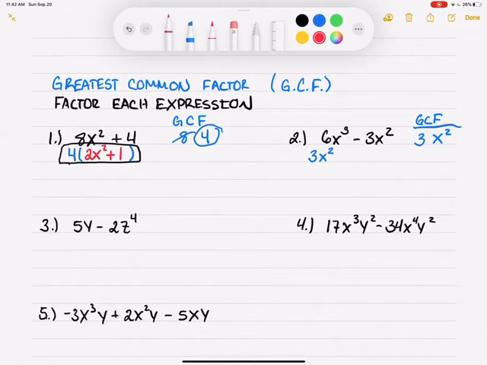So I'm going to take 3x squared from both of these pieces, meaning I'm dividing. So 6x cubed divided by 3x squared. Remember, when you're dividing like bases, you subtract the exponents. So this becomes 6 divided by 3 is 2. X cubed divided by x squared is just x. And then 3x squared divided by itself is going to be 1. Remember, I have the subtraction sign in between that I have to bring down.